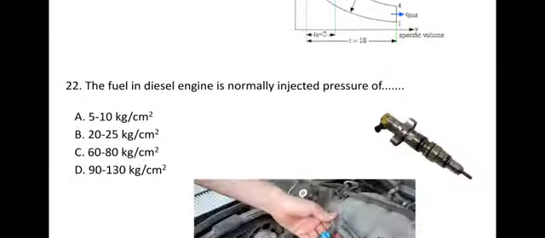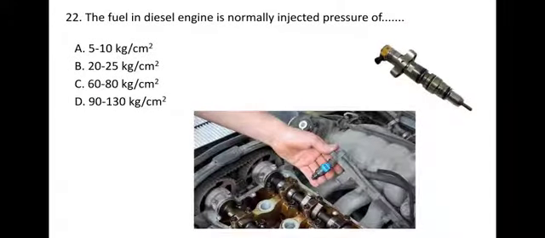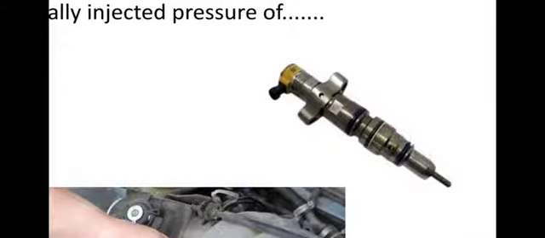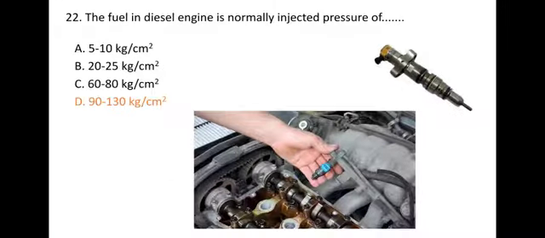Next question: the fuel in a diesel engine is normally injected at a pressure of, and the answer is 90 to 130 kg per centimeter square. In a diesel engine, the fuel is injected over the compressed air, so it has to be injected at a high pressure, because there is already compressed air, and that pressure is around 90 to 130 kg per centimeter square. This is the injector through which you can inject the fuel inside the cylinder.